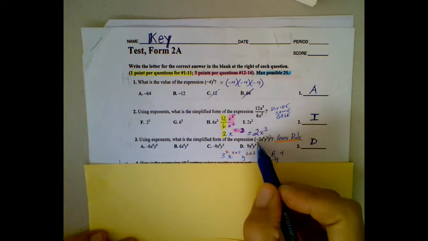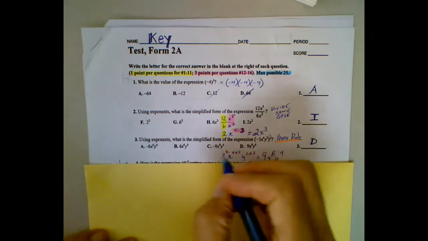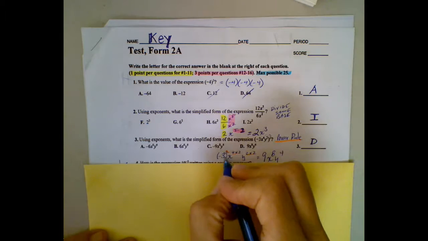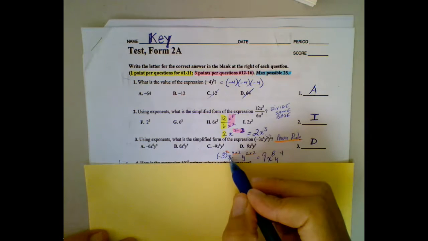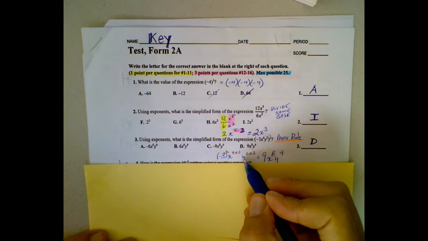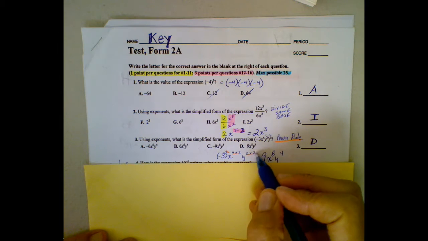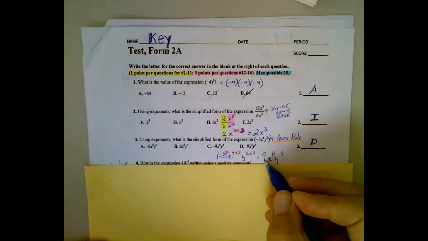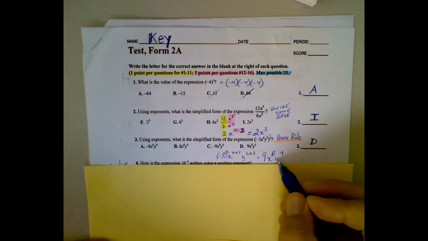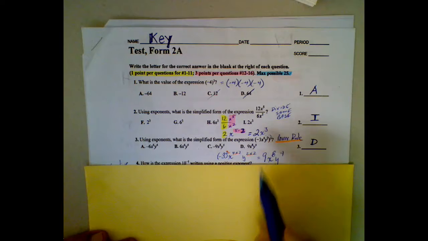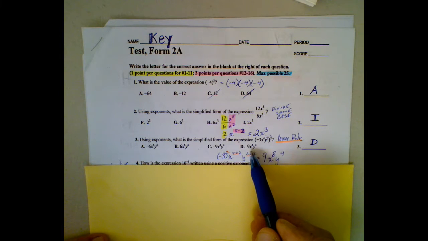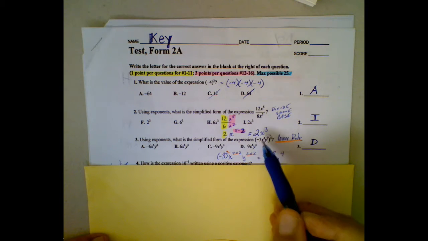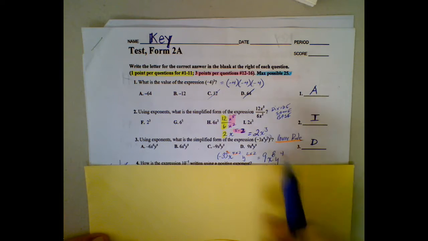So what do I have here? I have -3 squared. So I should make sure I get that right. I have -3 squared. I have x to the 4th times 2, and y squared times 2. Well, that's going to leave me a 9. 4 times 2 is x to the 8th, and 2 times 2, y to the 4th. So the correct answer here was D. Remember, because you have 2 -3s, -3 times -3 is +9.